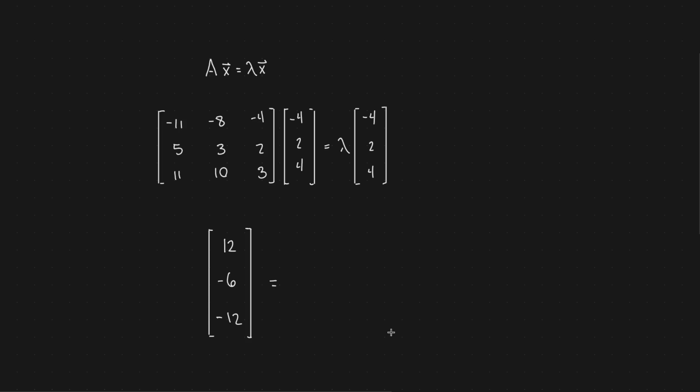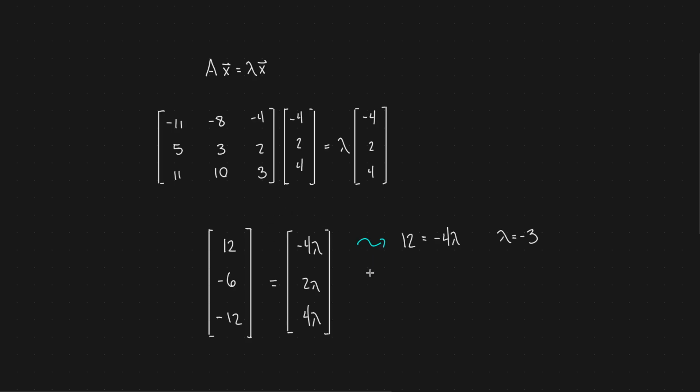Okay. And then on the right side, multiply in that scalar multiple of lambda. I get -4 lambda. I get 2 lambda. I get 4 lambda. Now, assuming that the system here is consistent, we actually only need one row to find lambda, don't we? So looking at the first row, I get 12 on one side, -4 lambda on the other side, and we can see real quick lambda must be equal to -3 in order to make this work.